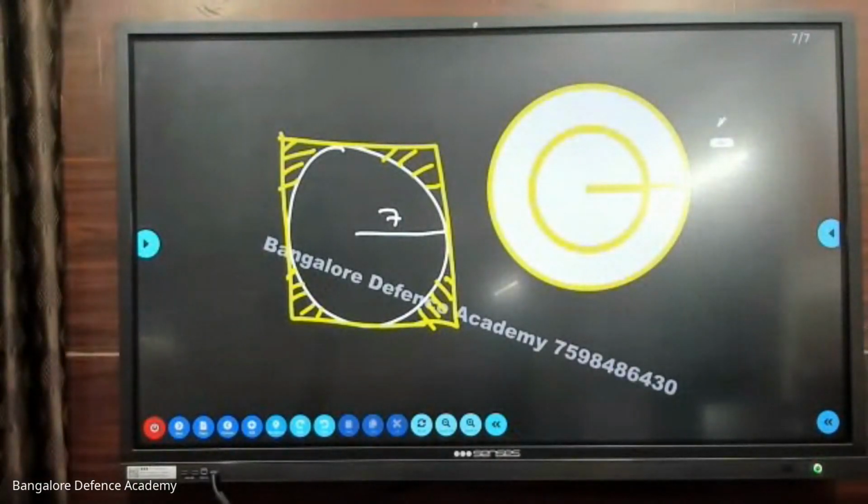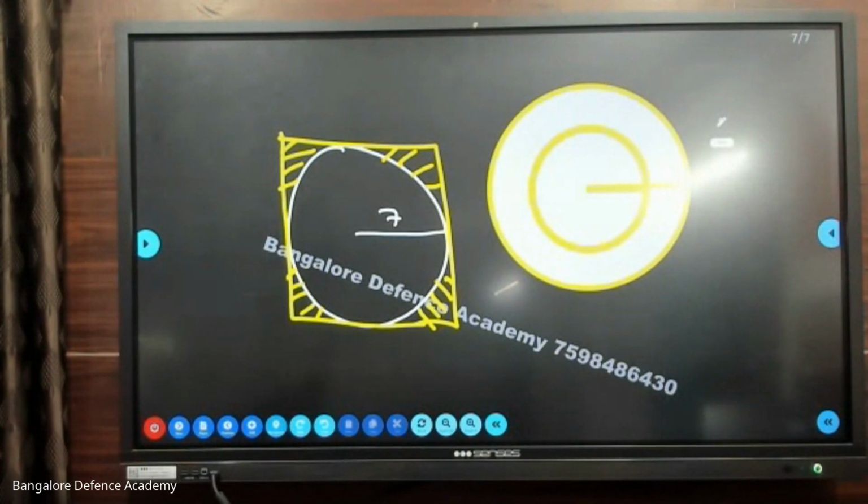Yes, what is the area of the shaded region? How did you get it? First tell me the steps. What you did: the diameter of the circle is close to the side of the square, so I calculated the area of the square and subtracted this from the area of the circle. Okay, sit. Next, Sachin, what did you do? The area of the circle, again area of square.